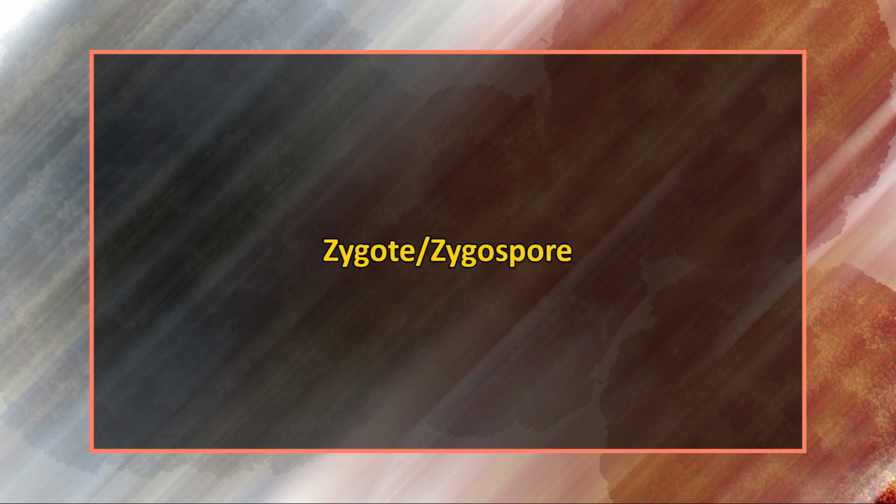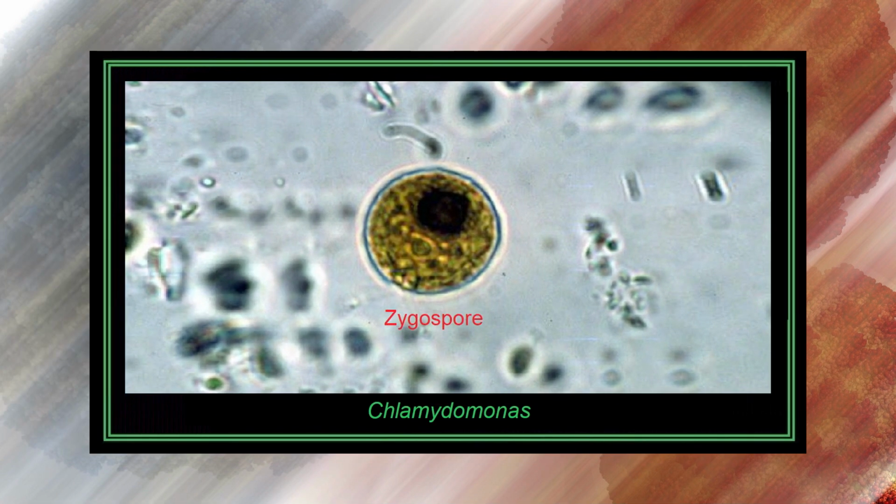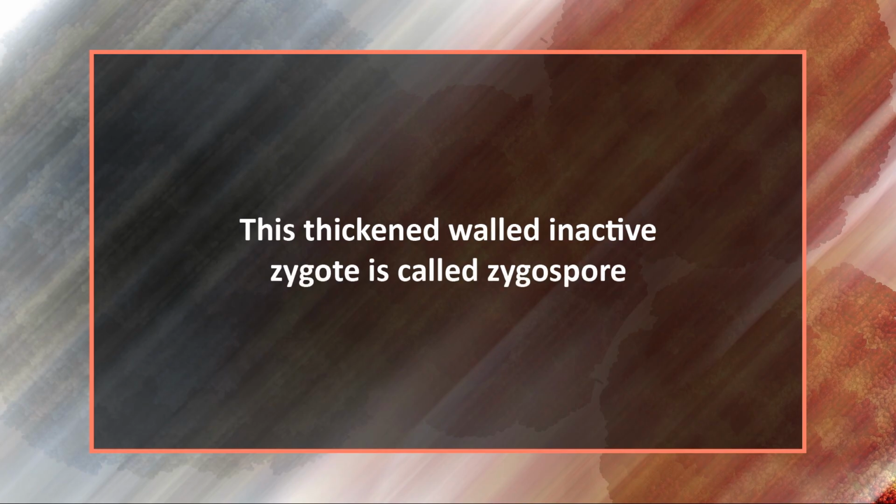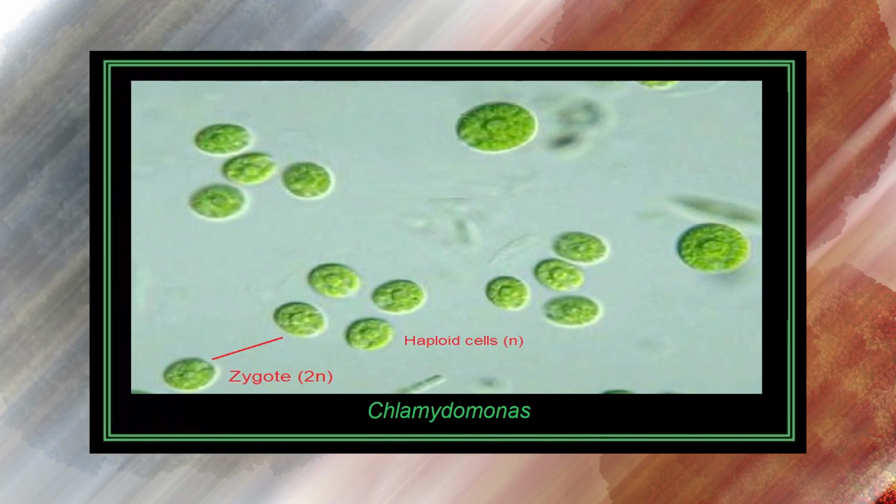Now, let us see the structure of zygospore. The zygote is diploid, formed by the fusion of gametes. It secretes a thick wall, which is smooth or ornamented, and accumulates a large amount of oils and starch. This thick-walled inactive zygote is called zygospore. Zygospores are red in color due to the presence of a pigment called hematochrome. It survives long periods of unfavorable conditions and becomes active on the approach of the favorable season.